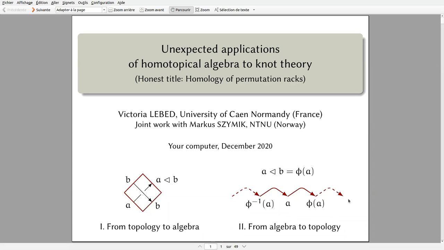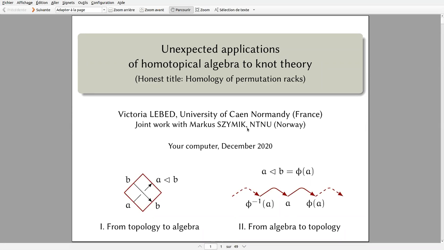From this picture, I think you can guess how it works. Topologically speaking, this space will contain just some lines, 1 line for each infinite orbit, and some circles, 1 circle for each finite orbit. So topologically speaking, it's something very, very simple. And now, the honest title of this talk is the homology of permutation racks. This is really the new result I'm presenting today, and it is based on our recent work with Markus Schimmick from Norway.